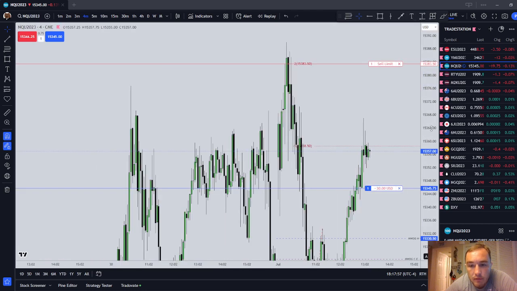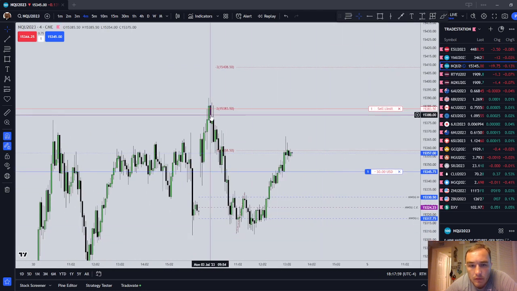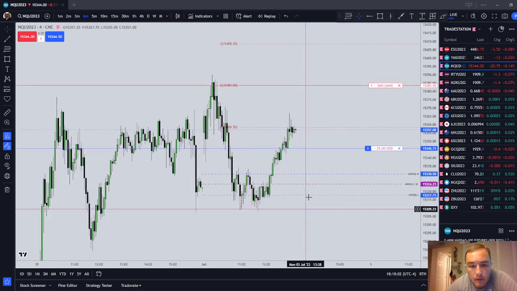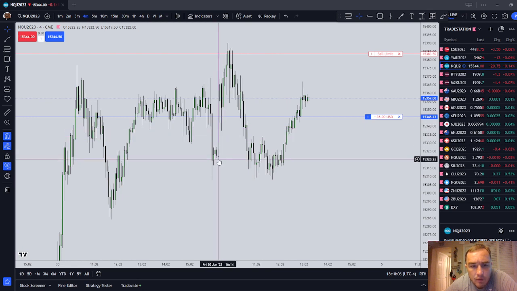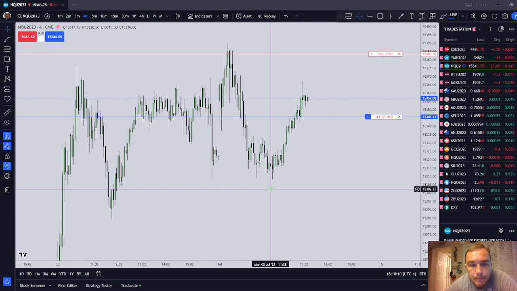Okay, regular trading hours. You can see we had the new week opening gap here that was a draw eventually on liquidity.